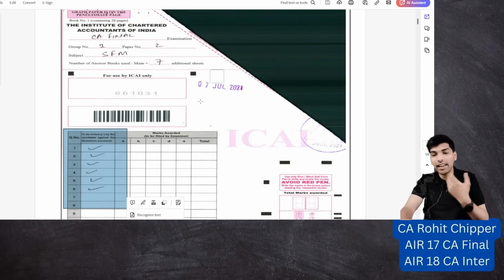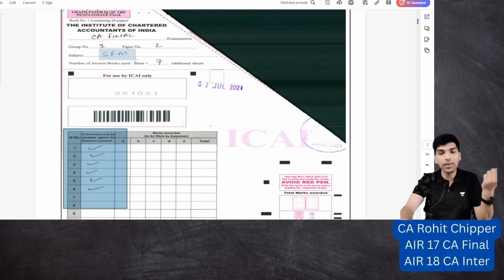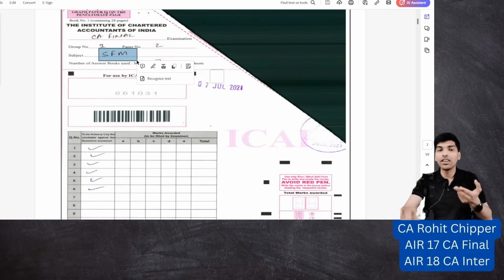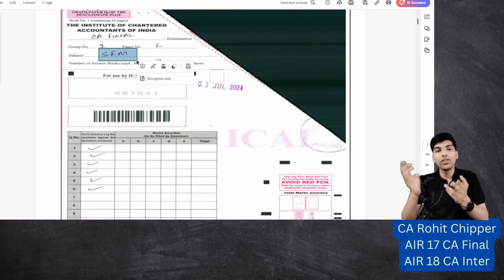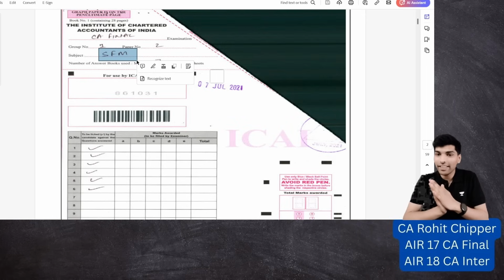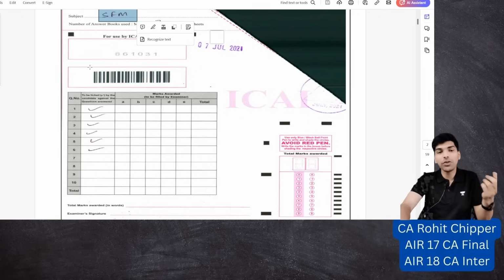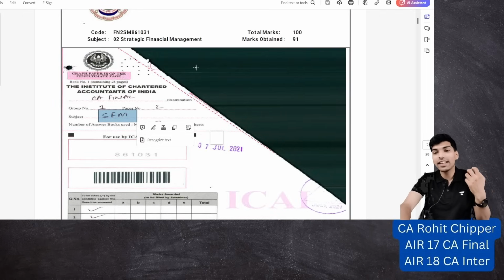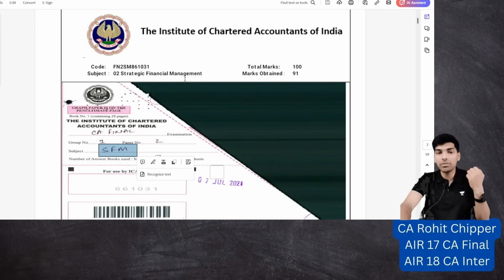Examples of such papers can be SFM, which is now AFM in CA final, and your audit paper in both inter and CA final. Those papers are really not lengthy. And if you know the answers, you can attempt all the questions and then your total will be based on your best answers. Now let's understand how much benefit I got.